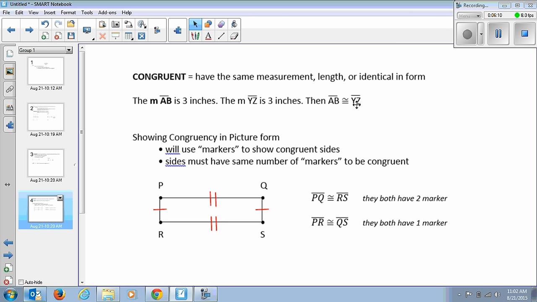They're going to use what the book refers to as markers. Old books used to call them tick marks. Whatever you want to call them is up to you. As you see in here in red on this rectangle, this right here has one marker or one tick mark. This side over here has one tick mark or one marker. Since they both have one marker, they are congruent in their lengths. Look up top, we have PQ and RS. Since both of those have two markers, they are congruent in length. You must have the same number of markers. I've shown my congruency statement over here.